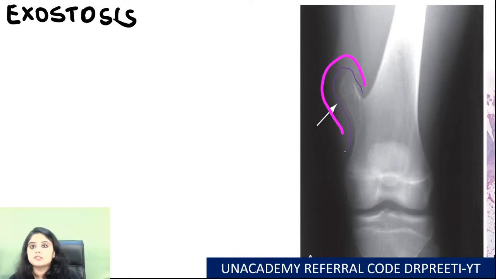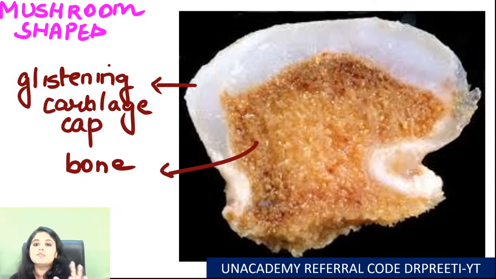Now please remember this, because when you see the radiology, you will again see that classical mushroom shaped outgrowth. So exostosis, mushroom shaped outgrowth. But when you see this beautiful gross is what I was talking about. It's one of the classical spotters where the examiner would not want to give you any history.